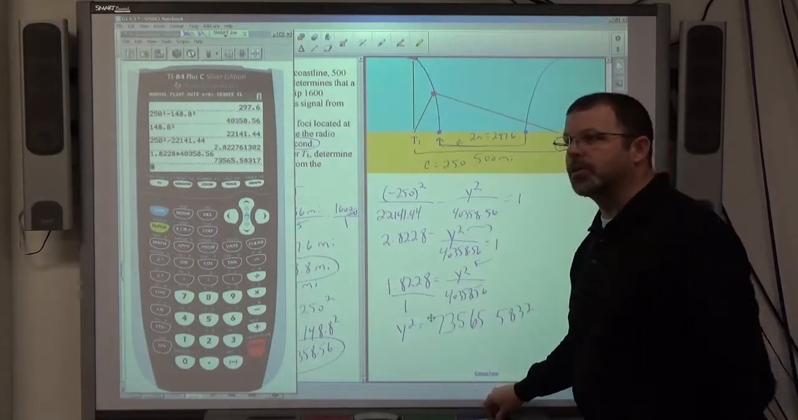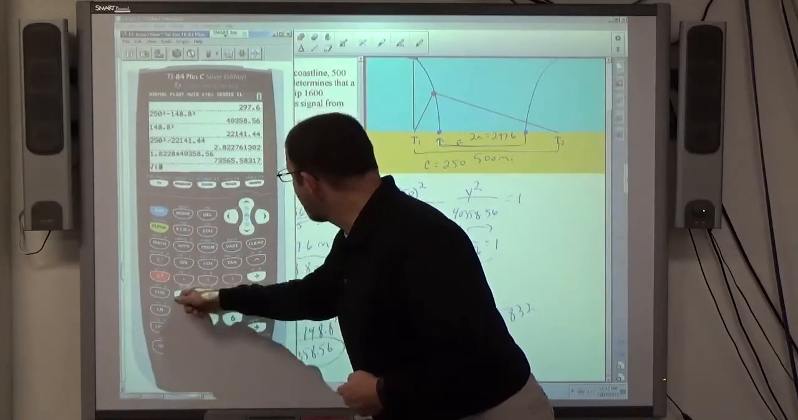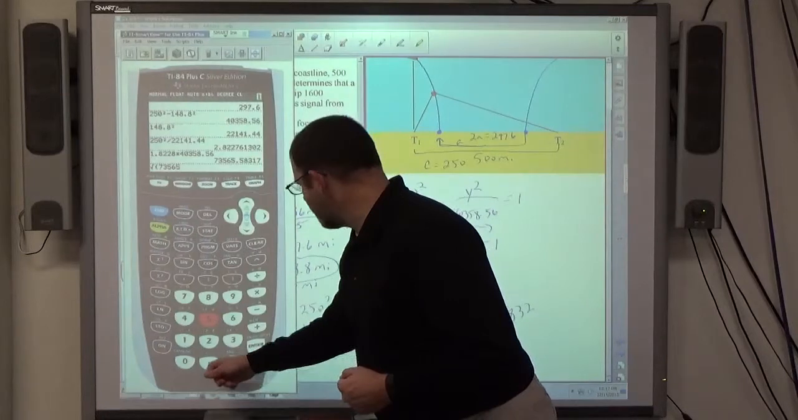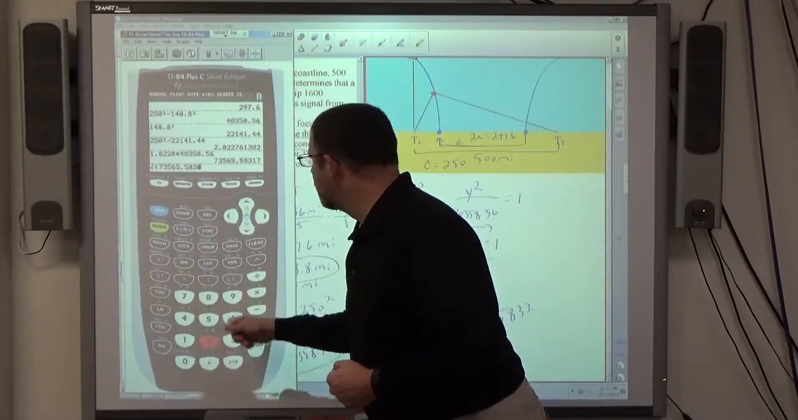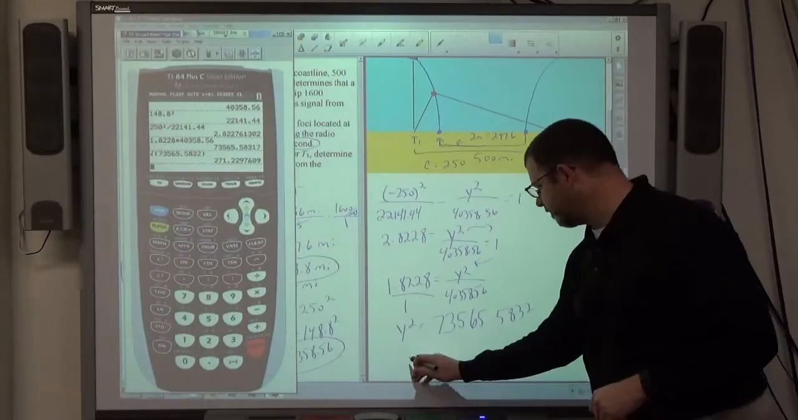That's what y squared is, so y is going to be the square root of that. Square root of 73,565.5832. We'll round to a couple decimal places, 271.23 miles.